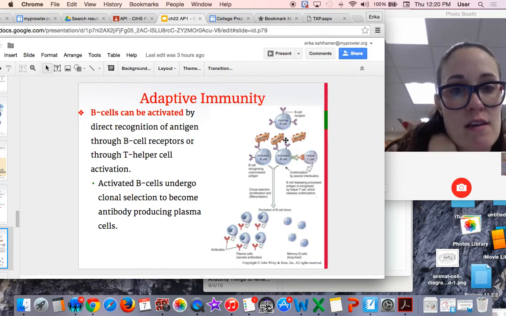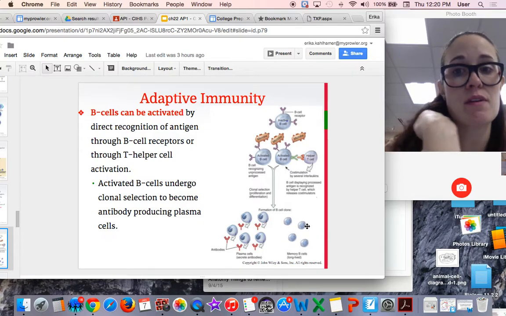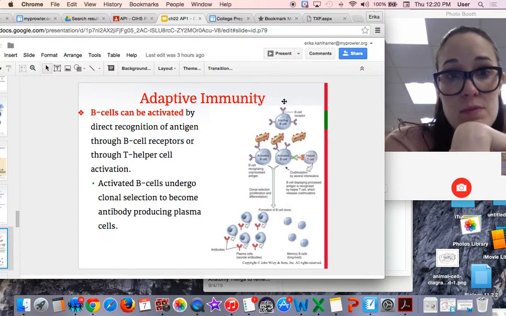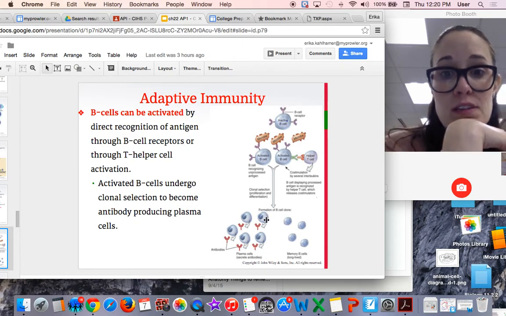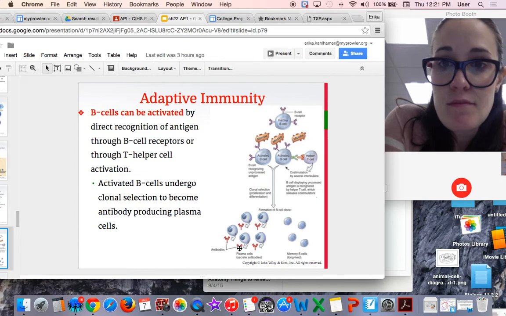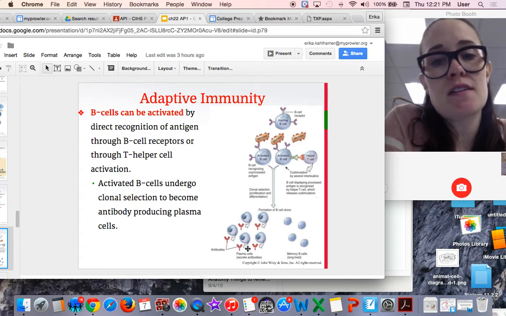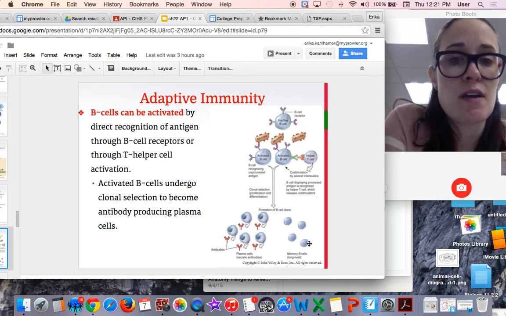So both ways. Once the B cell is activated, it either makes clones of itself, so more B cells, in this case they're memory B cells that remember that specific antigen, or it changes into a plasma cell, and then you can see the red here, to make antibodies. This process in which the B cell, you can see it multiplying here, is called clonal selection.